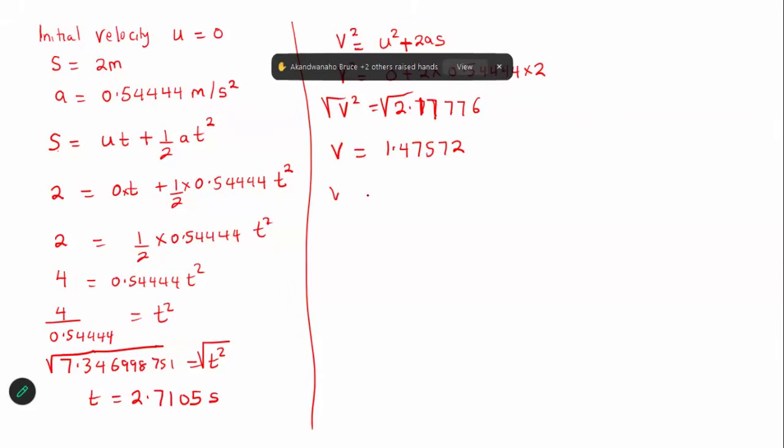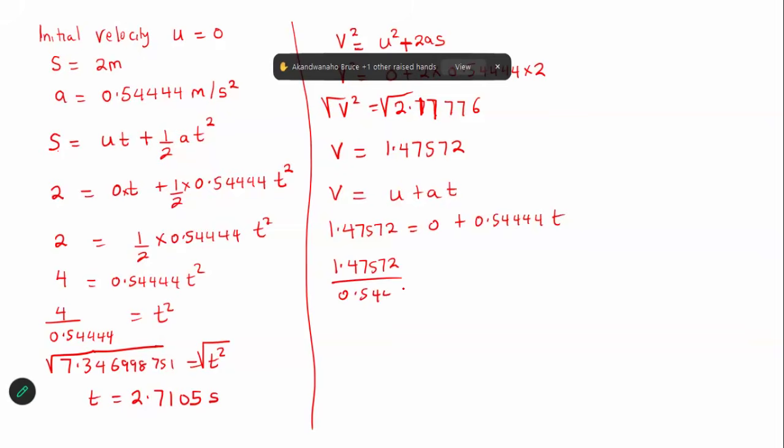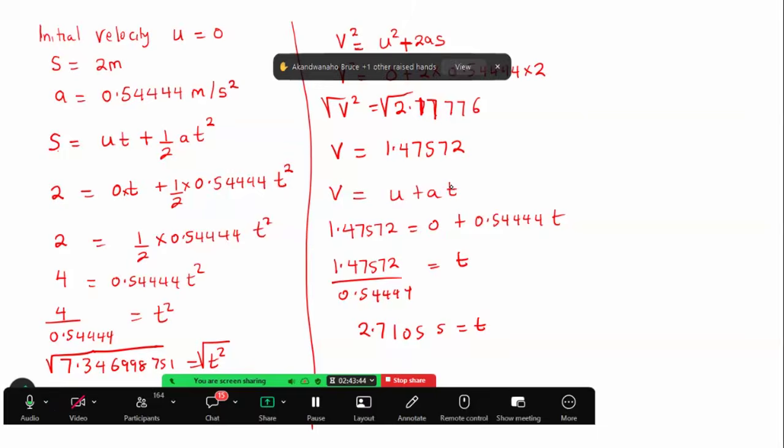Then from there, we shall say now v is equal to u plus at. So your v here is going to be 1.47572 is equal to u, which was 0, plus acceleration, which was 0.54444, then times the time. So you end up with 1.47572 divided by 0.54444 is equal to the time. When you divide, you'll get the same answer. So here still you'll get 2.7105 seconds, which is equal to the time. So you could use any of the approaches. Members, let me know whether we are on the same page.